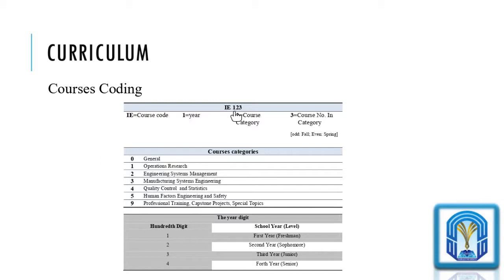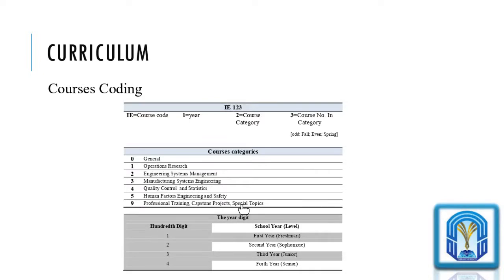The tenth digit, if it was 0, like this course 203, then it's a general course. If it's 1, that's an operations research course. If it's 2, this is engineering systems management. 3, manufacturing systems engineering. 4, quality control and statistics. 5, human factors engineering and safety. 9, professional training, capstone, or a special topic. So these are the representations of the area of study based on the 10th digit number in the course code.